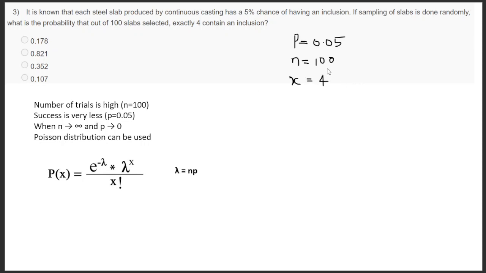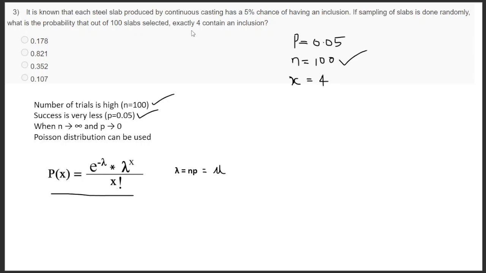As we discussed in the previous question, when the number of trials is high, we can use the Poisson distribution. So n is high and success is very low, it is only 5%. When n tends to infinity and p tends to 0, the Poisson distribution can be used. The probability distribution function for the Poisson distribution is given as follows, where lambda is the Poisson parameter, equal to n into p, which is also termed the mean, and x is a random variable.